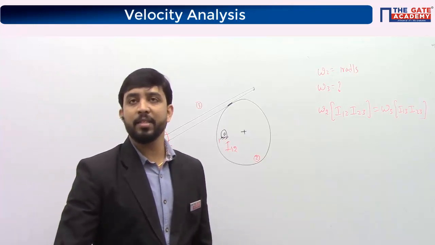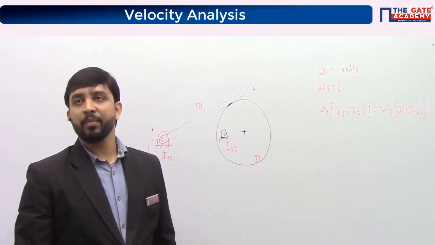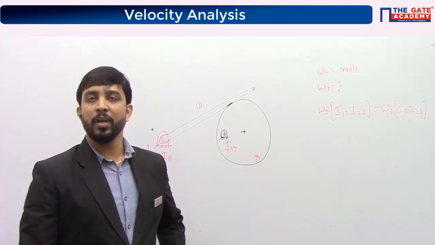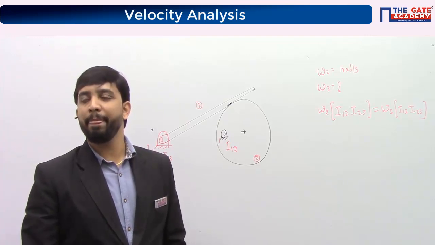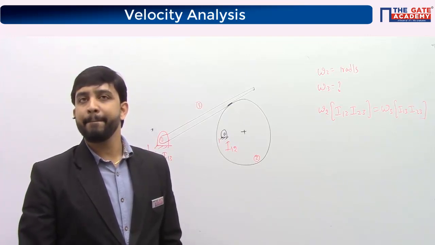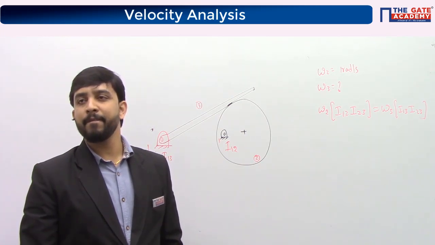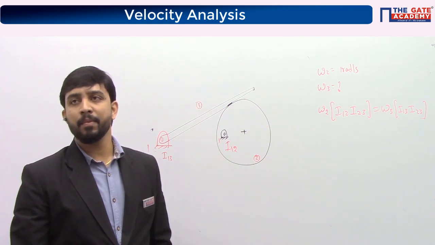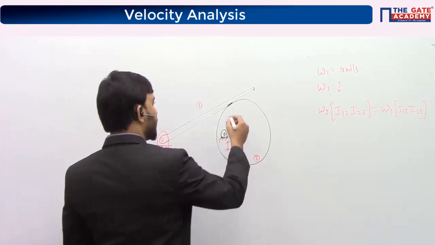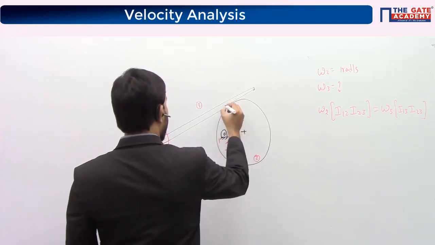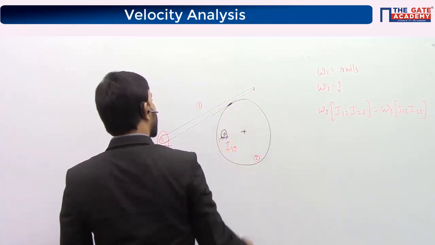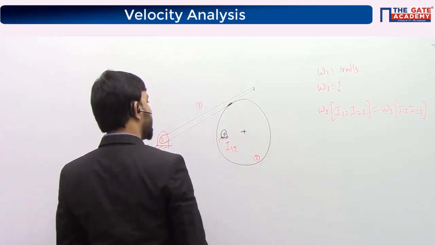What kind of contact is there between 2 and 3? How are links 2 and 3 connected? So it's a point contact, okay? It's a disk, and this is a tangent to the disk at this point. So it's a point contact, it's a higher pair.